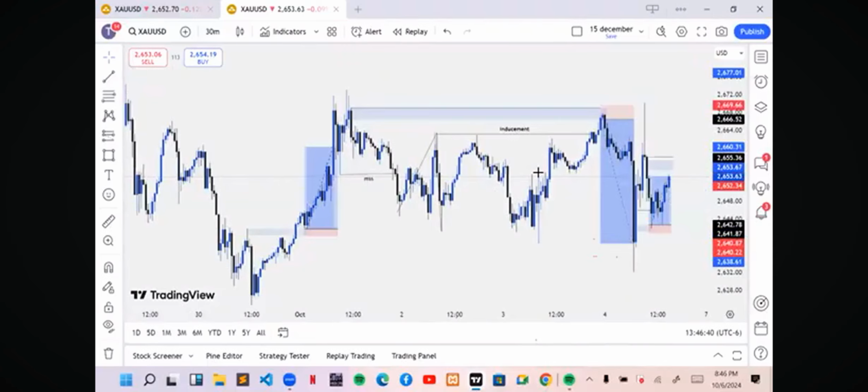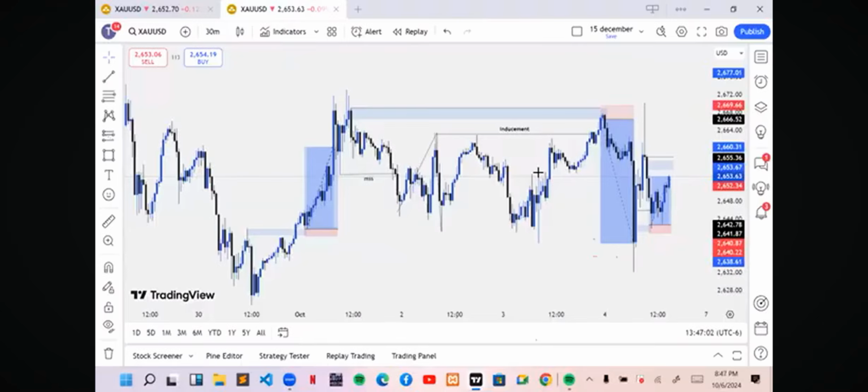Like I said, the inducement is the first valid pullback that the market makes after a shift in market structure or a break of structure. That is what your inducement is. That is what I use as my liquidity. Do you understand? So first of all, if you open your charts, the first thing you should look out for is the market structure part of my strategy.